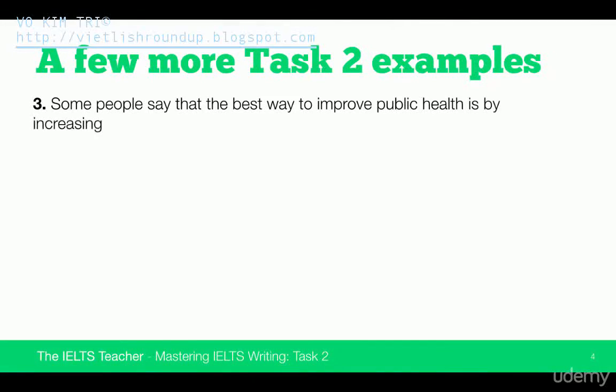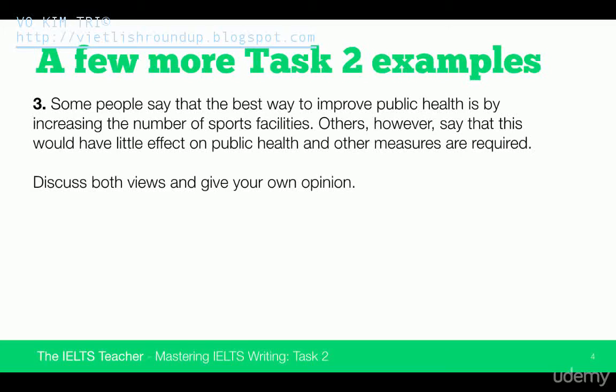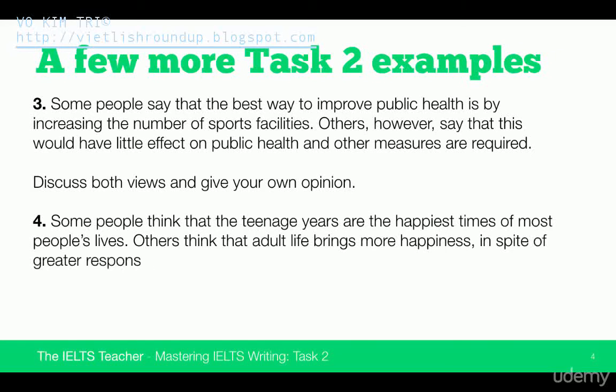A couple more examples. Some people say that the best way to improve public health is by increasing the number of sports facilities. Others, however, say that this would have little effect on public health and that other measures are required. Discuss both views and give your own opinion. And some people think that the teenage years are the happiest times of most people's lives. Others think that adult life brings more happiness in spite of greater responsibilities. Discuss both views and give your own opinion.